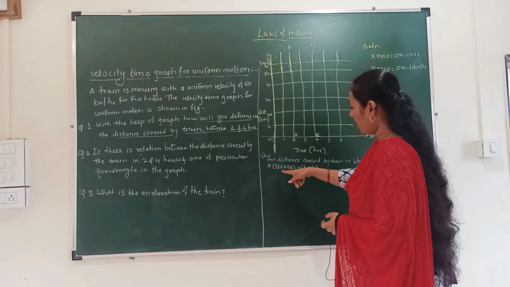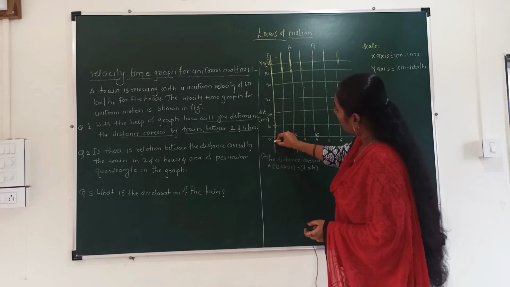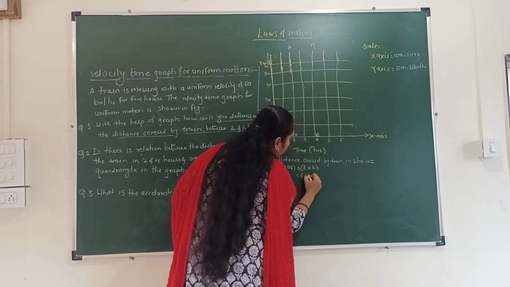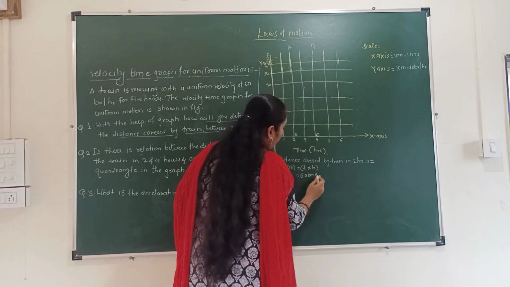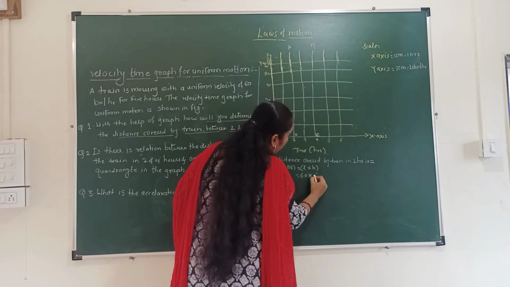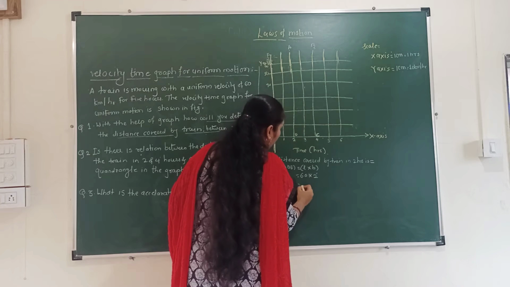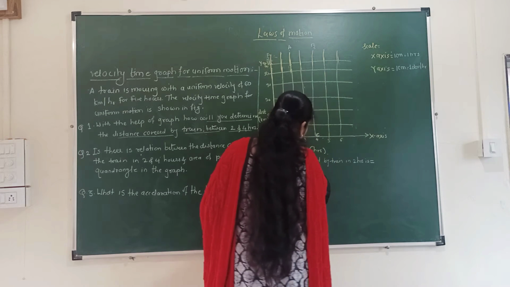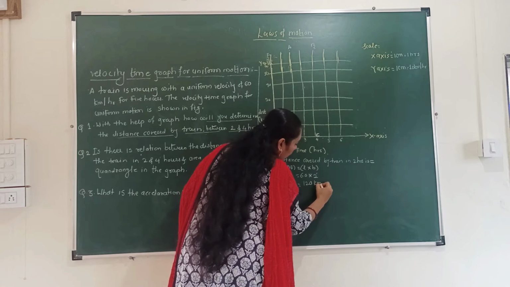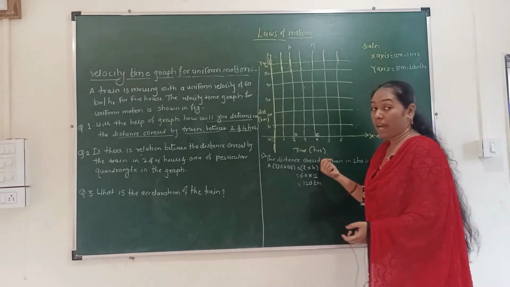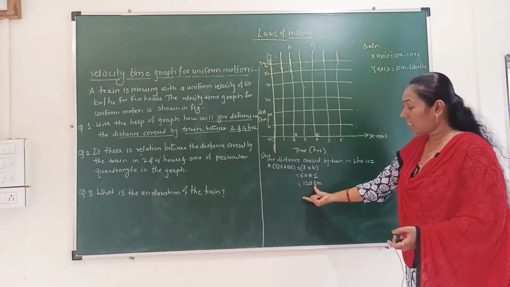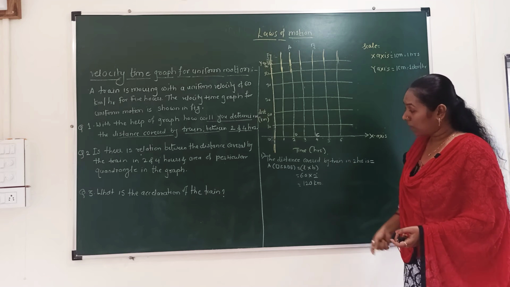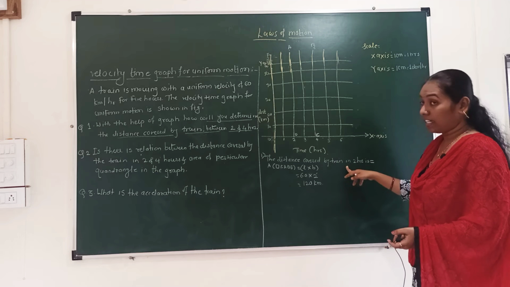The length covered by this rectangle is the distance. Here the length is 60 kilometers, and into the breadth, how much? The breadth is 2. Therefore 6 twos are 12, and 0. Therefore 120 kilometers. The distance covered by the train in 2 hours is 120 kilometers. Now we can calculate the distance covered by the train in 4 hours.